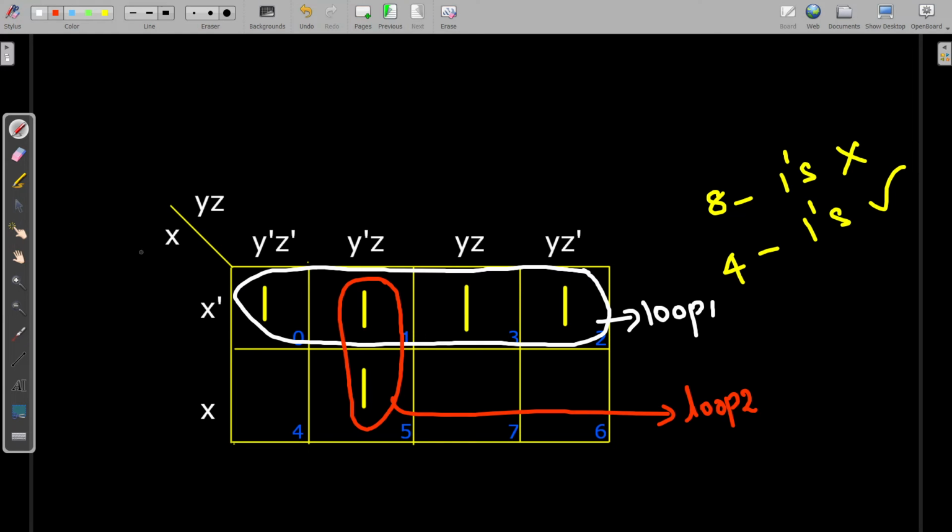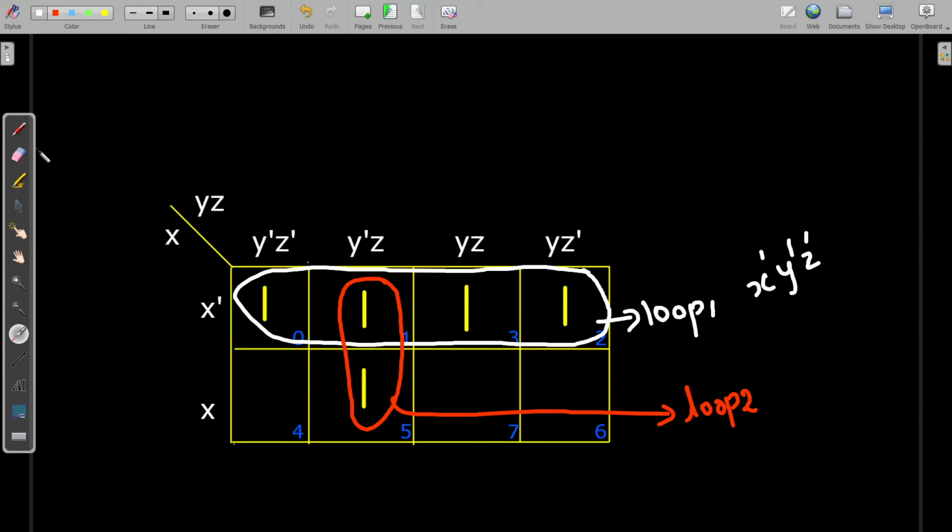Now we can write the expressions for loops 1 and 2. For loop 1, these ones are covered by the variable x dash, so we write x dash. Then column-wise, you have to check. This one is covered by y dash z dash, this one by y dash z dash, this one by y dash z, so we include it, this one by yz, and finally this one for loop 1 is covered by yz dash.